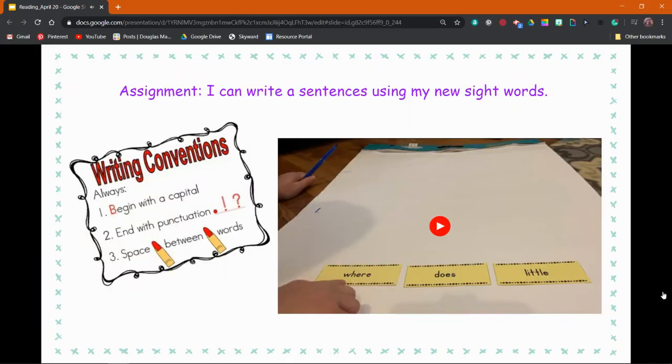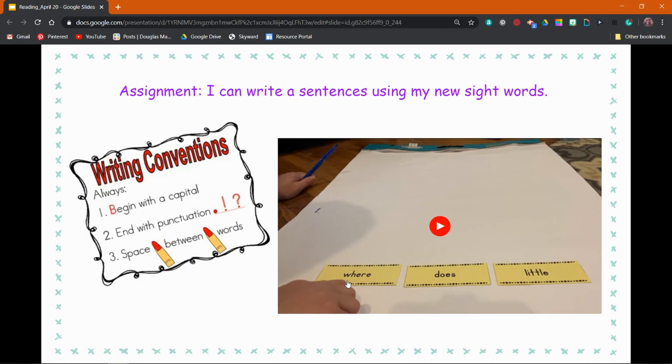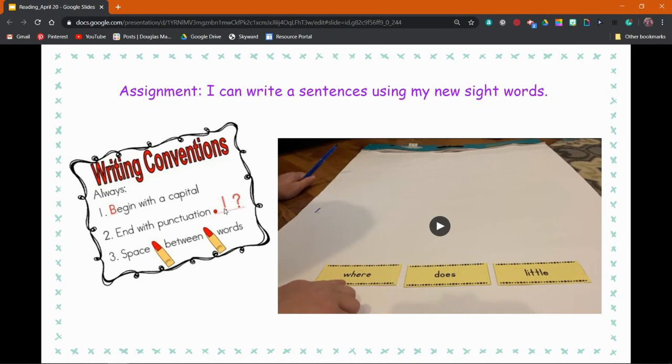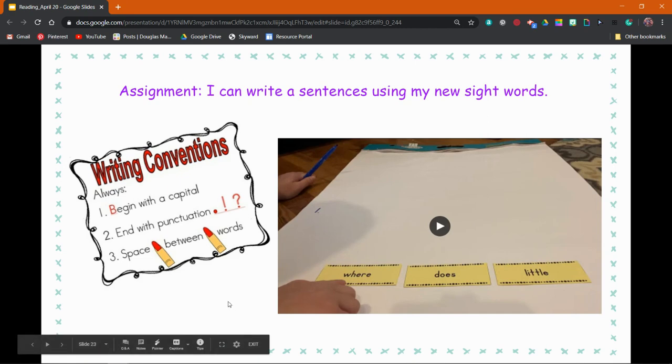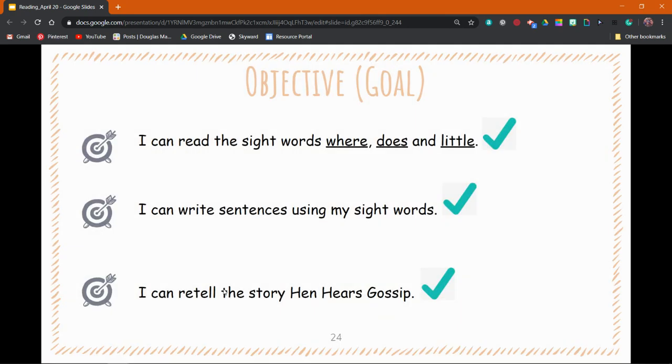All right, boys and girls. So I actually said the word there in the sentence. We know that that word is actually where. So make sure you're using where in a sentence and not there. This here is just to remind you to begin with a capital letter, end with punctuation, period or a question mark, or maybe even an exclamation point, and make sure you're using spaces between your words. So please write. You're going to have a total of 3 sentences, one for each word. And once you have those written, please have mom or dad take a picture and send those to me through Parent Square or email.